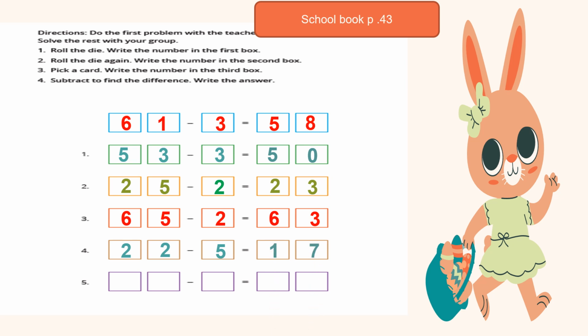Number 5. 36 minus 2. We will go backward 2 steps. What is before 36? 35, 34.